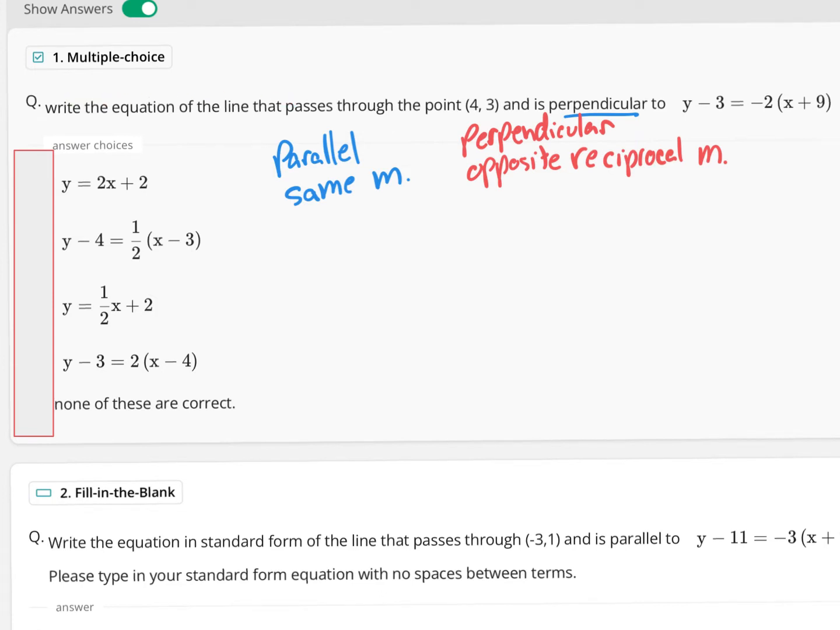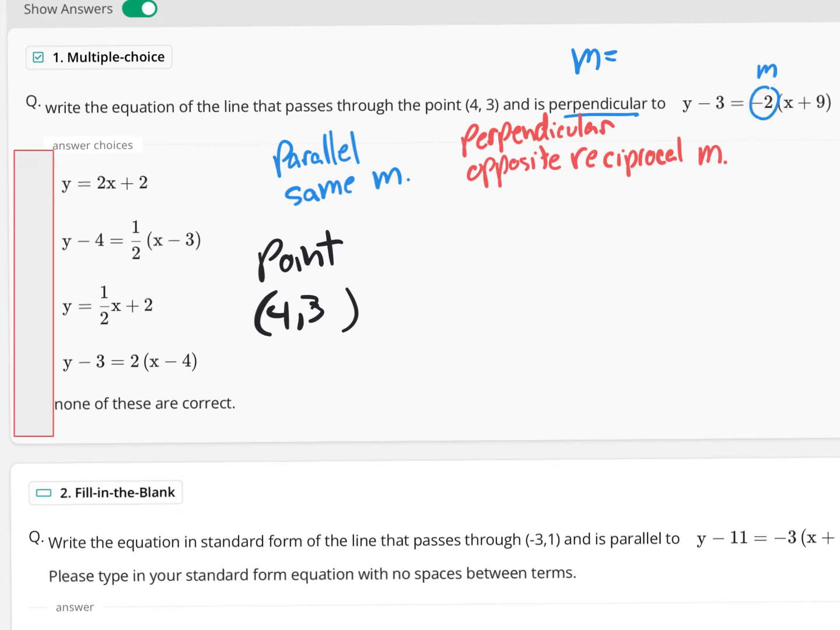So they want us to write an equation of the line that passes through this point. So they're obviously giving us a point, which is the coordinate (4, 3), and they're indirectly giving us a slope. How are they giving us a slope? Well, they're telling us that our slope will be perpendicular to this slope. Now, what does perpendicular mean? Opposite reciprocal m values. You have to change the sign and flip the fraction.